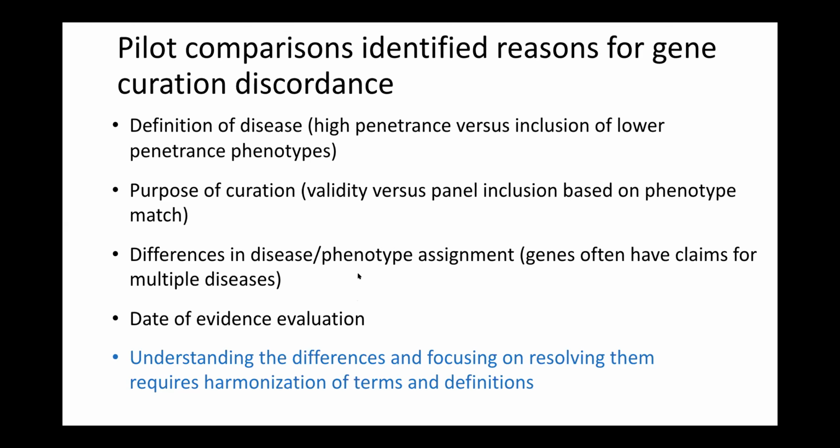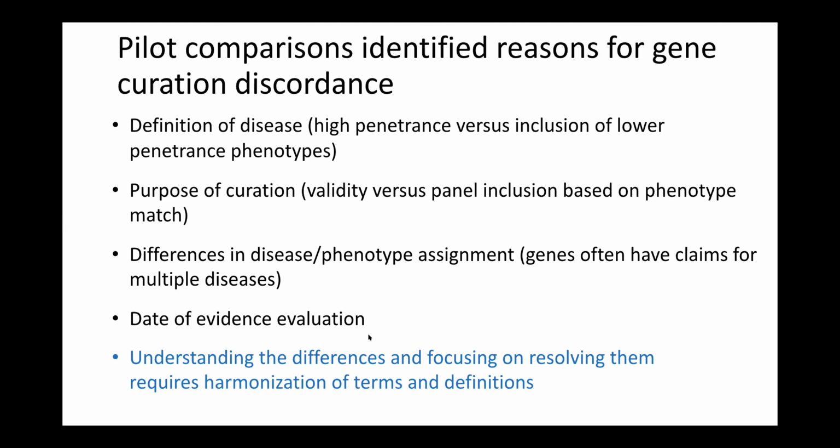As I mentioned, genes often have claims for multiple diseases. So sometimes these are lumped, sometimes these are split. Sometimes the groups do different things to lump and split conditions. Or if it's very broad, like the gene disease map, like I mentioned, it might just be, is it associated with disease or not? Yes or no.